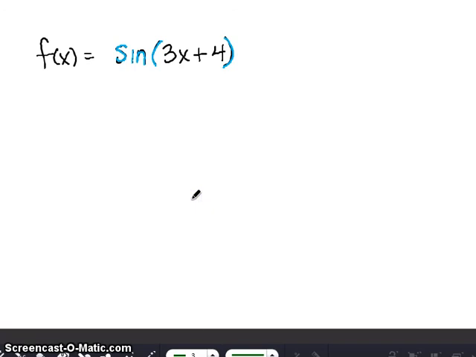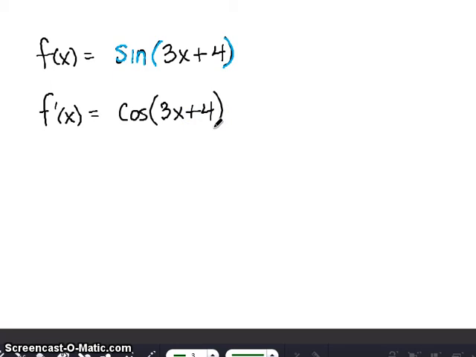So if we take the derivative of this with chain rule, f prime of x, remember chain rule, take the derivative of the outside piece first, so the derivative of sine is cosine. Keep the inside the same, right? Only peel away one layer of your derivative at a time.